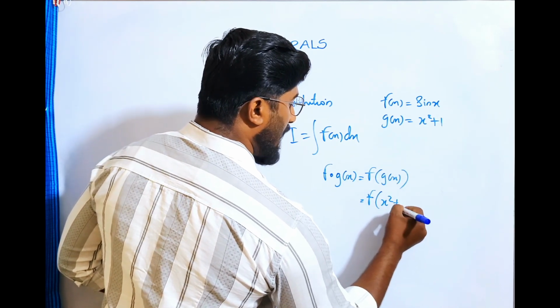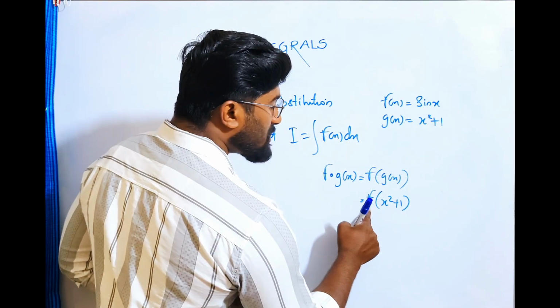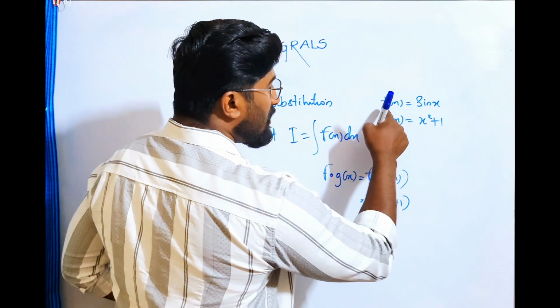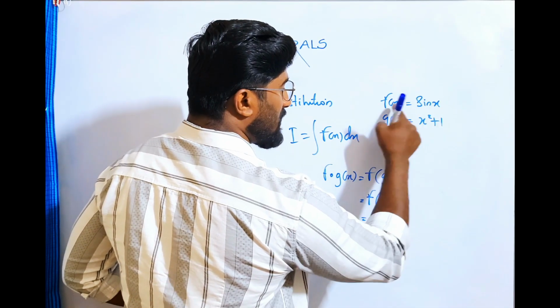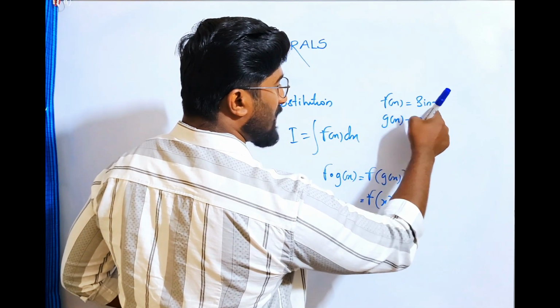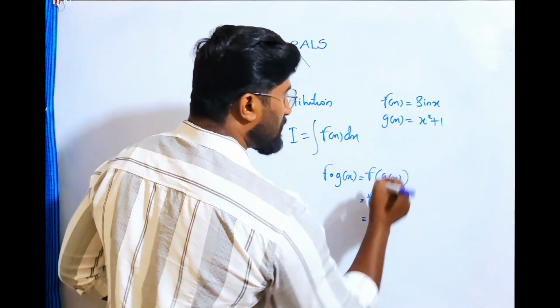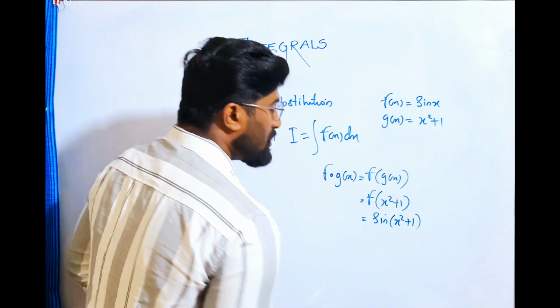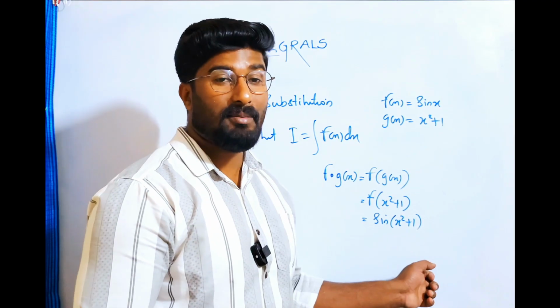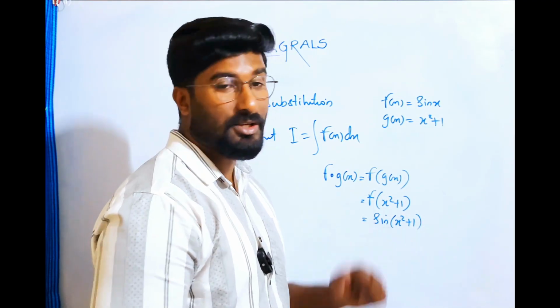g of x is x square plus 1. Now it is of the form f of x. f of p, that is sine p. f of y, that is sine y. So f of x square plus 1 is sine x square plus 1. So you understood that sine of x square plus 1 is a composite function.